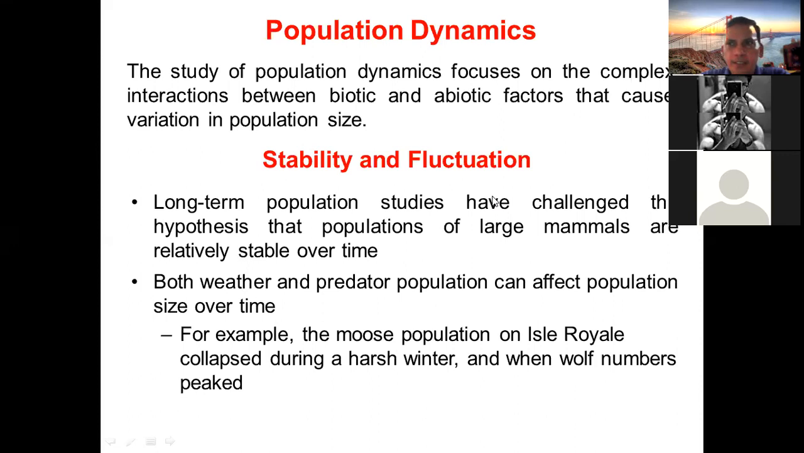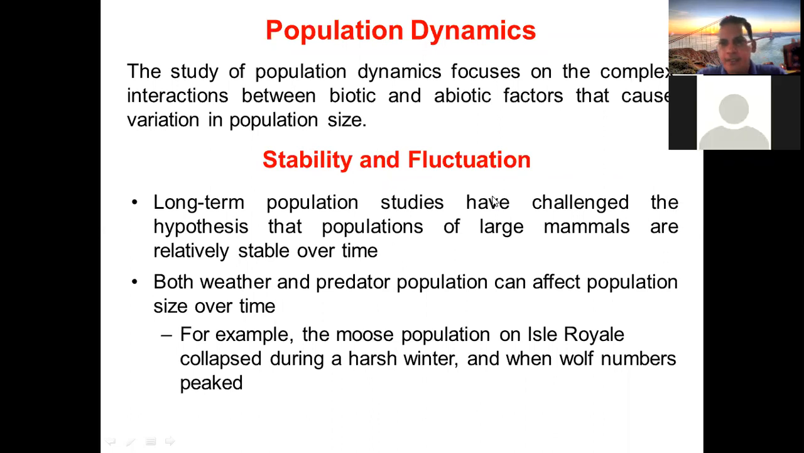There are a couple of reasons that could be possible. One of the reasons is the weather and another is the predator population. These two conditions could affect the population of large animals as well. There's one example, the moose population on Isle Royale. It collapsed during a harsh winter when wolf numbers peaked. So look at this data here.